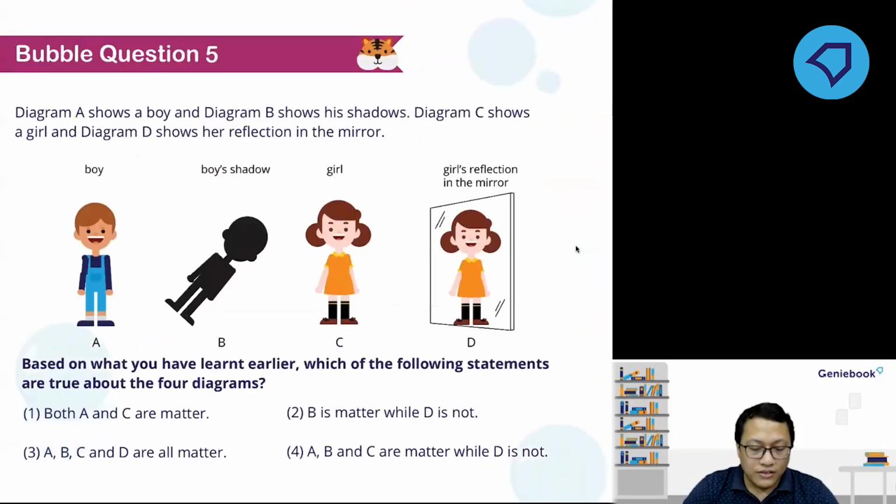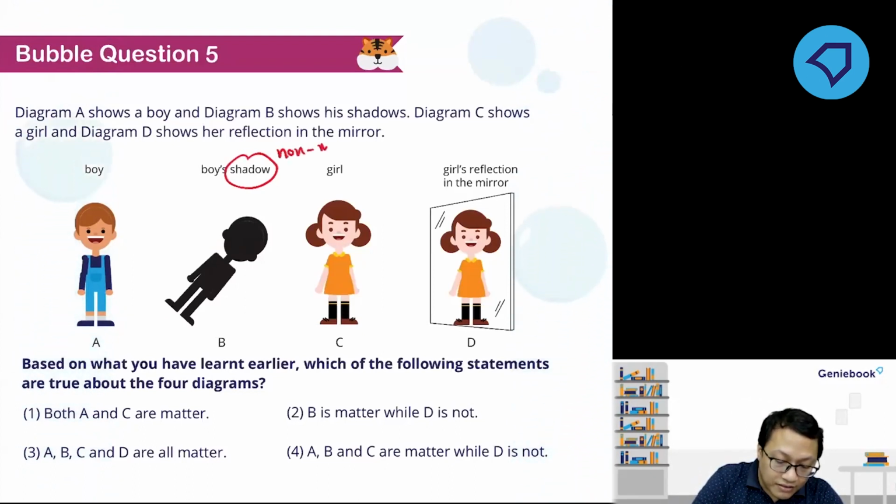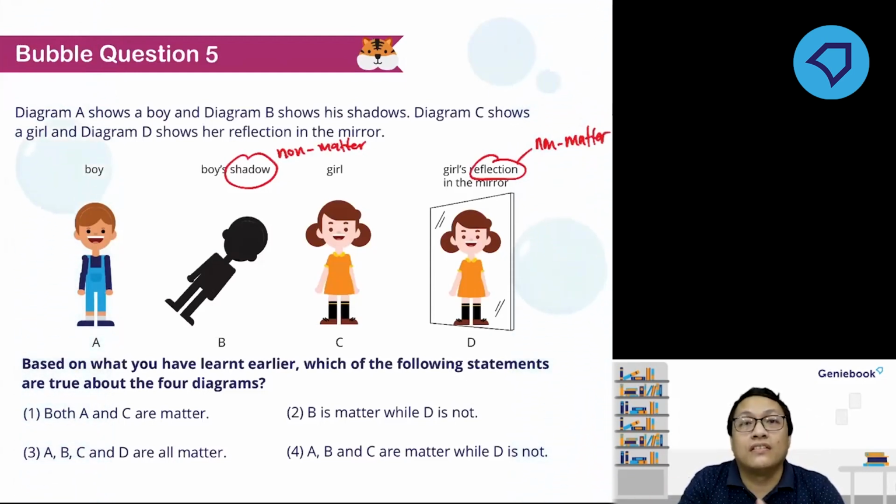Okay. So you see diagram A shows a boy and diagram B shows his shadow. Diagram C shows a girl and diagram D shows her reflection in the mirror. So based on what you have learned earlier, which of the following statements are true about the four diagrams? Okay, so are you ready for this? Okay, wow, a lot of you answered this correctly. So yes, both A and C are matter. How about shadow and a reflection? Are they all matter as well? No, okay, this one is non-matter. And the reflection also non-matter.